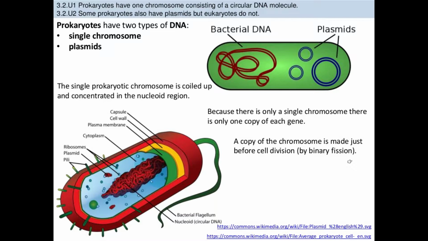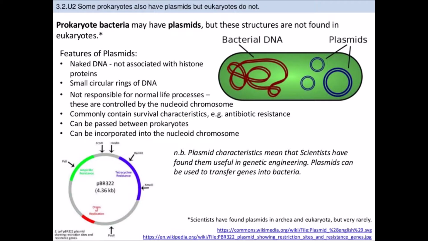Plasmids are a genetic structure in a cell that can replicate independently of the chromosomes, and it's usually a small circular structure as shown on the top right picture. The main features of plasmids are that it contains naked DNA, which means that it's not associated with histone proteins. They are small circular rings of DNA.